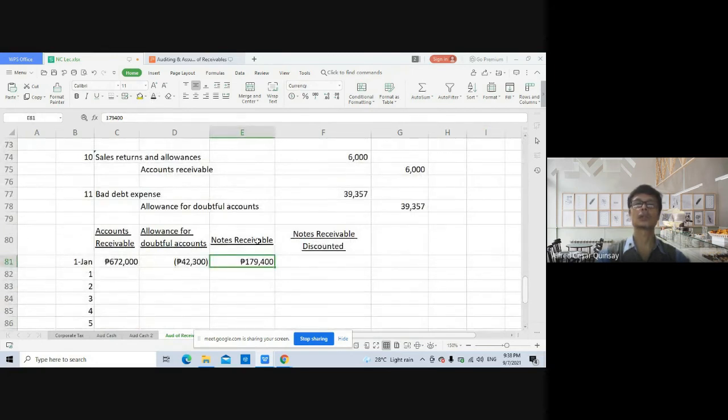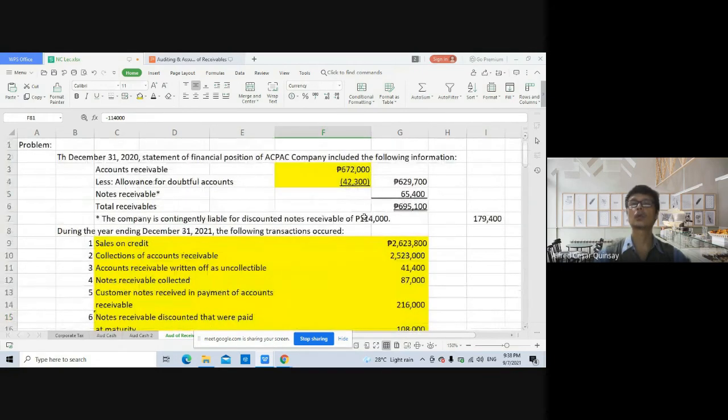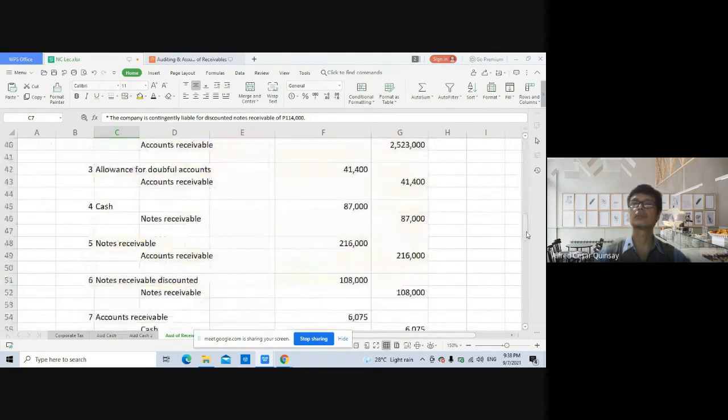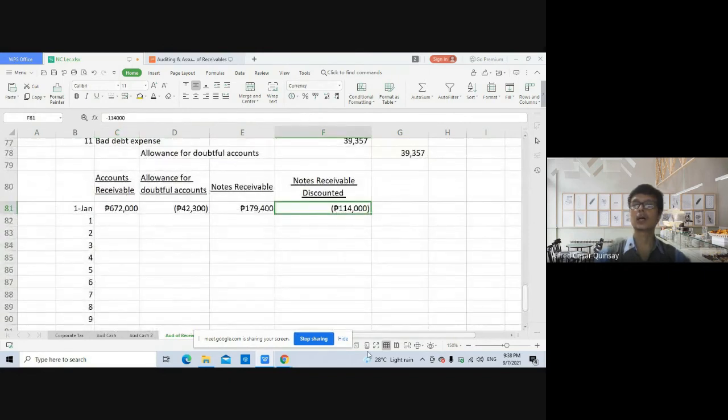So this is 179,400. And yung notes receivable discounted, so that is 114,000, no? Okay, yung diniscount kasi natin siya. Itong 114,000, naka-disclose siya, no? Okay, 114,000.